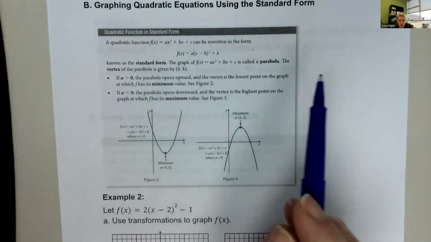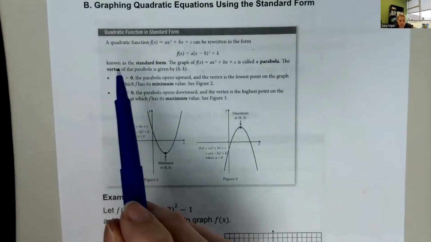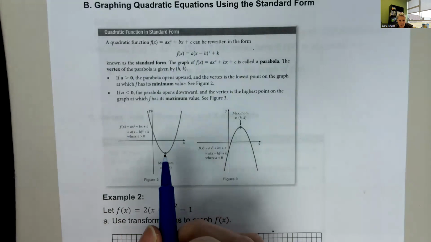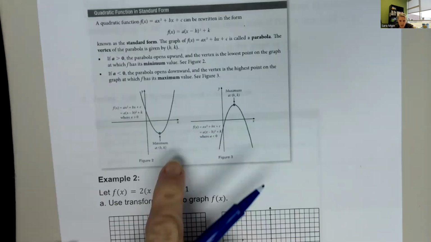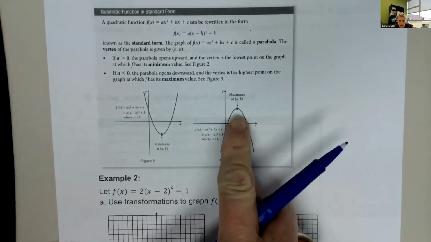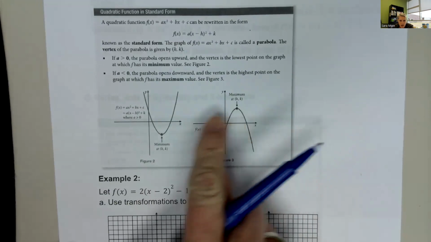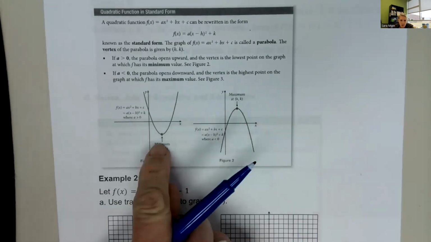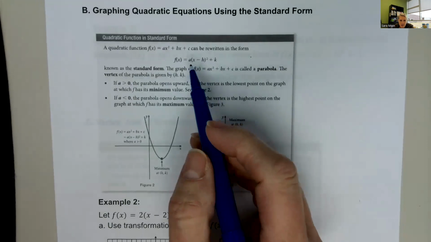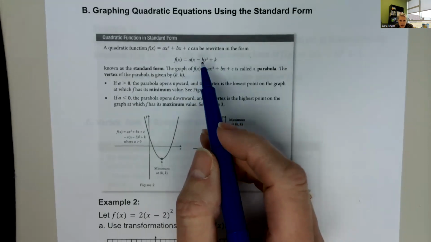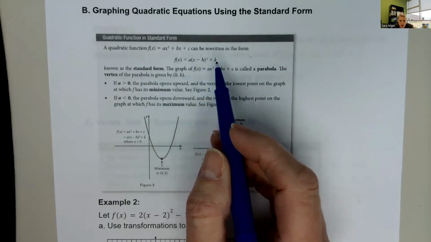It makes that U shape. And the vertex is the point at which it's either the very minimum value on this graph here on the left, or the vertex here is the very maximum value. Either way, if it's in this standard format, h is the x value of our vertex, and k is the y value of our vertex.